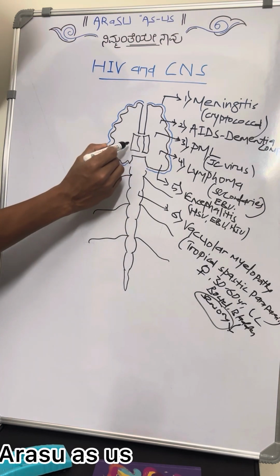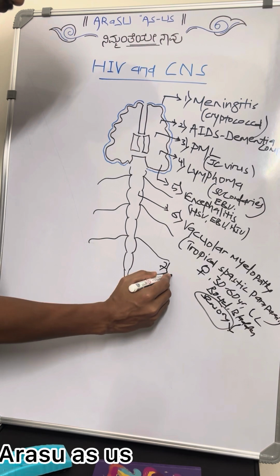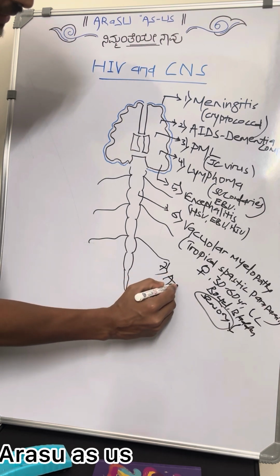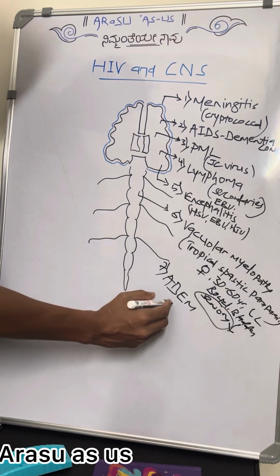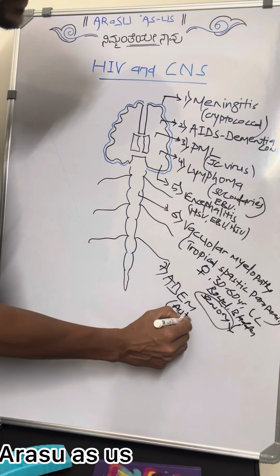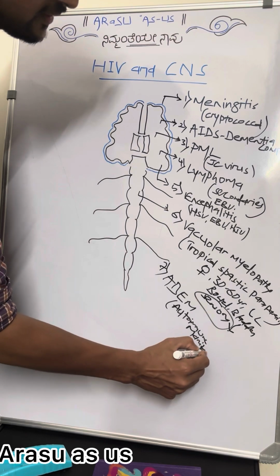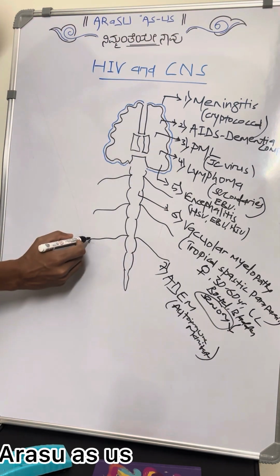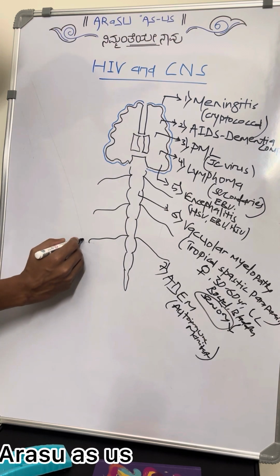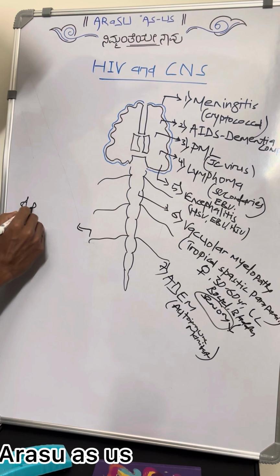Now if we consider both brain and spinal cord, the seventh manifestation will be acute disseminated encephalomyelitis, ADEM. This is one of the autoimmune manifestations which can be seen in relation with HIV. Coming to the peripheral nerves, here we can consider peripheral nerves as the eighth manifestation. That is nothing but peripheral neuropathy.